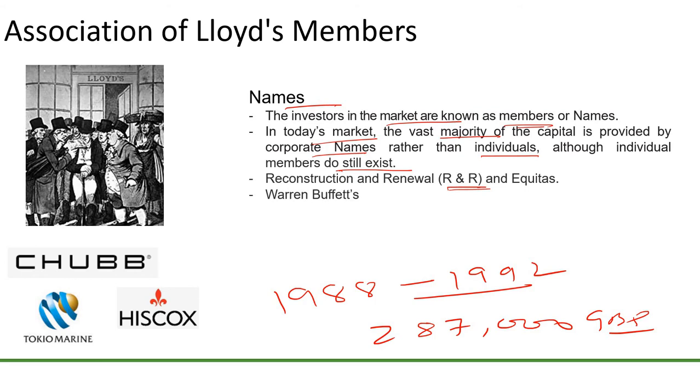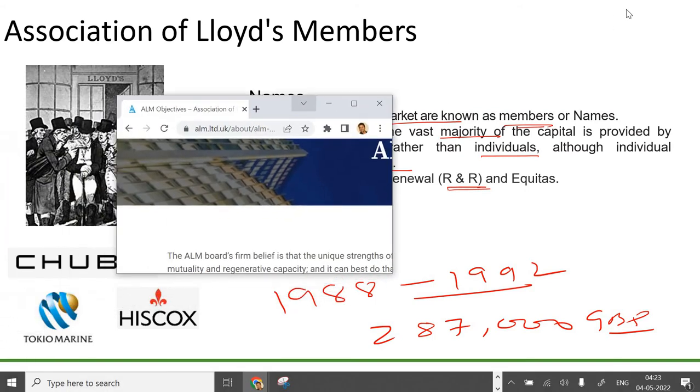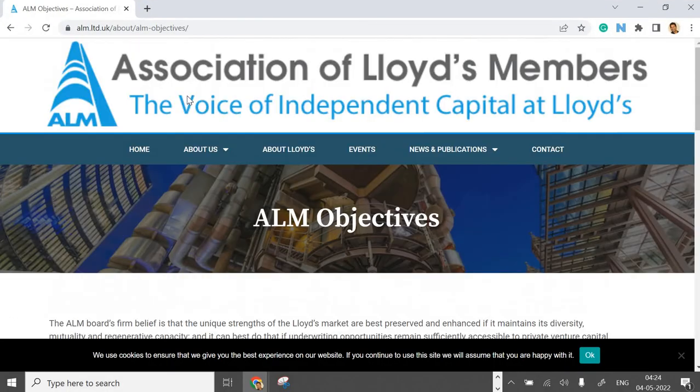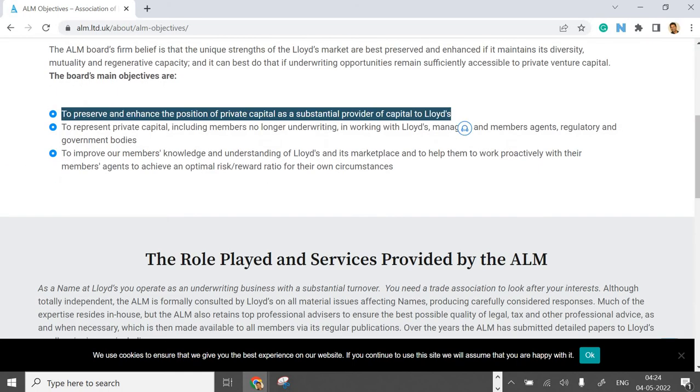So let's quickly see what they really do. Let me open their website. Here is their website, the Association of Lloyd's Members: the voice of independent capital at Lloyd's. Who is independent capital? The independent names, individual names or private names who provide their capital at Lloyd's. Here it says their first objective is to preserve and enhance the position of private capital as a substantial provider of capital to Lloyd's.